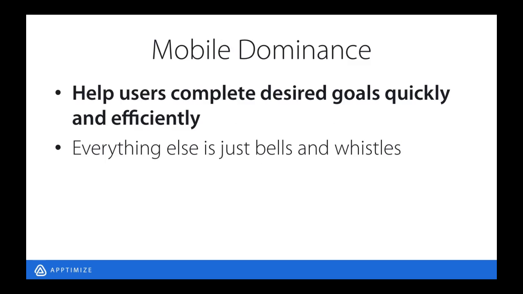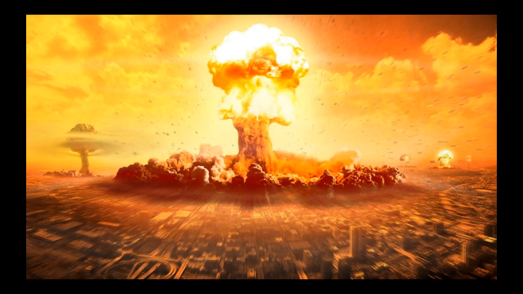So to sum up, mobile dominance is all about helping users complete desired goals quickly and efficiently. Everything else in your app is just really bells and whistles. So you might be thinking, oh man, I need to redo my app. We need a total overhaul. And you might be thinking you want to blow up your app completely. And well, really, that's not quite the answer. You've already spent a lot of time working on this app, and so we want to use it as a starting point to improve. So where is it that we can start?